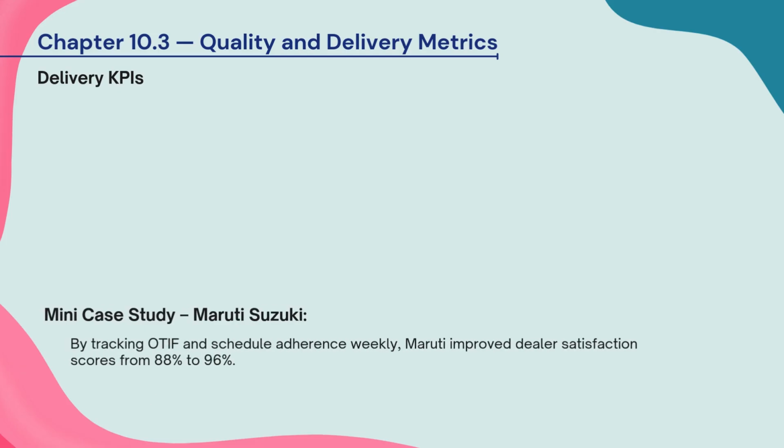This slide covers delivery KPIs. OTIF measures how many orders are delivered on time and in full, directly affecting customer satisfaction. Lead time tracks how long it takes from order to delivery, showing responsiveness. Schedule adherence compares planned versus actual completion to assess reliability. The Maruti Suzuki case shows how improving OTIF and schedule adherence helped raise dealer satisfaction from 88% to 96%.